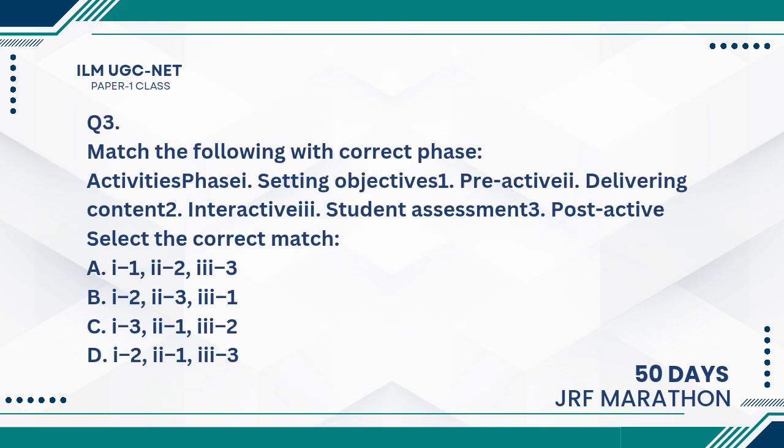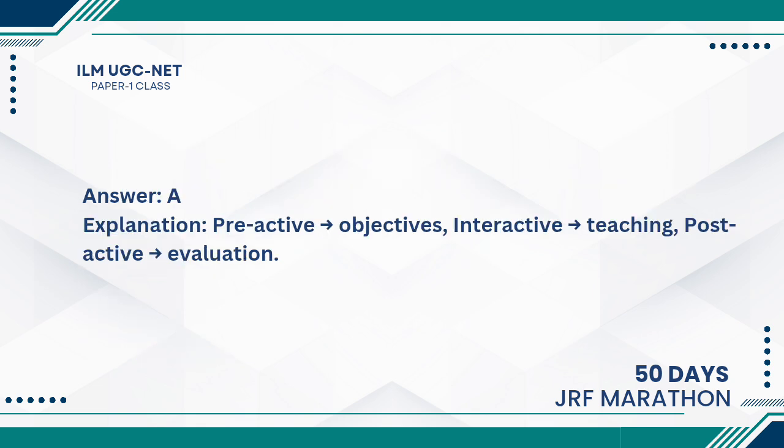Now question number 3 is a match the following type of question. Column A includes pre-active phase, post-active phase and interactive phase. And column B involves objectives, teaching and evaluation. So pre-active phase is about setting the objectives, interactive phase is where real-time teaching happens, and post-active phase is where evaluation happens. So that will be option A. 1 matches to 1, 2 matches to 2 and 3 matches to 3. So the given match itself is correct.